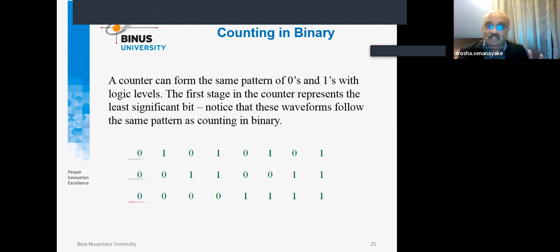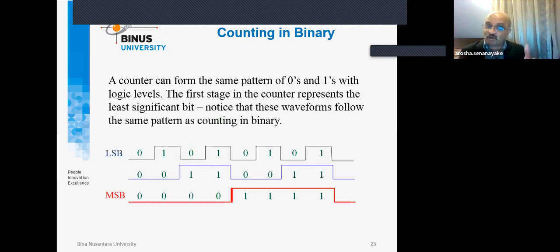Then like this, you can see it is a perfect square pulse in this case, 0, 1, the least significant bit. In this case also a perfect square pulse, but the only thing is that you can see the period is double of this. This is the period here, and this is the period doubled, and then this becomes, of course, 4 times. So a more significant bit changes less often than the least significant bit.